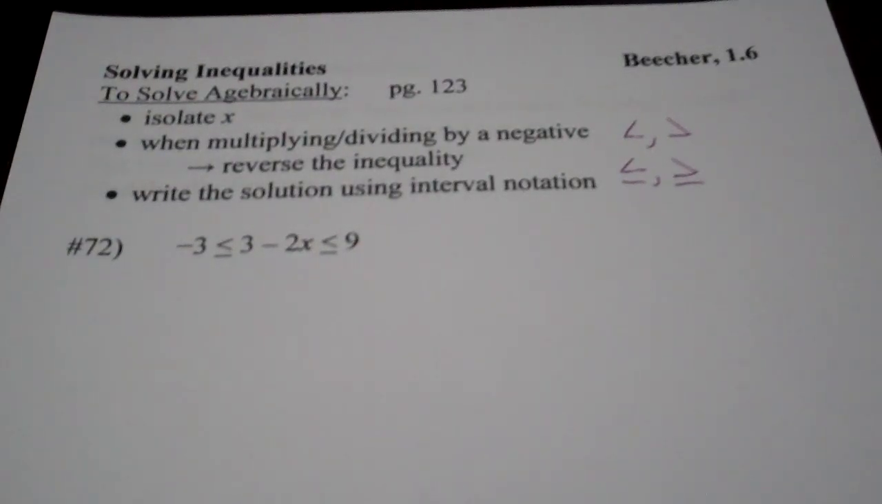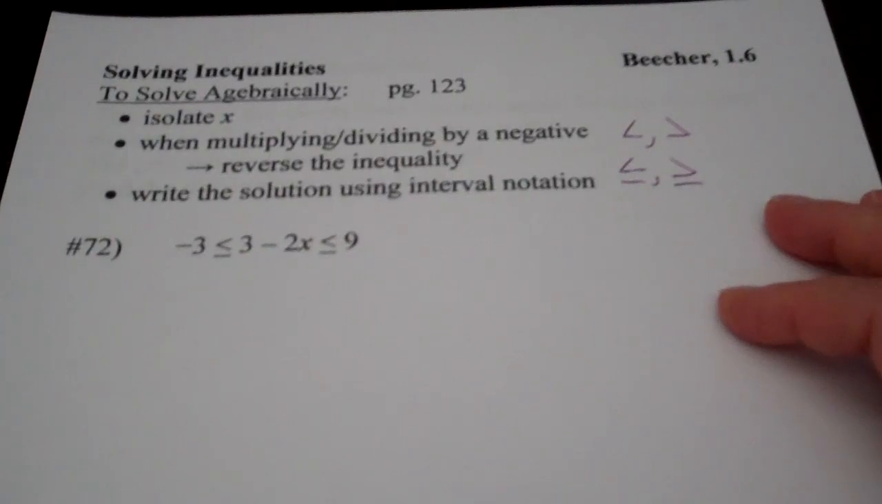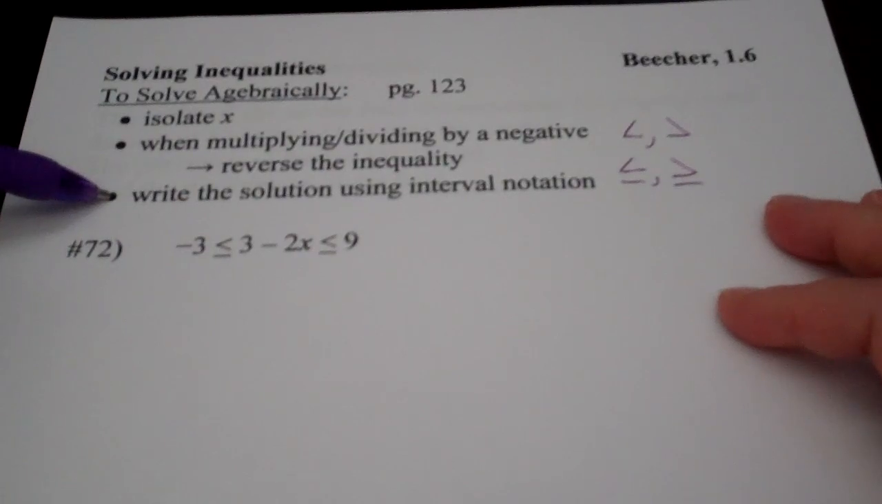So the only real difference between an inequality and an equation: in an equation we're going to get one, possibly two or three answers. In an inequality we're going to get a whole range of answers, right? So we can no longer list out the individual numbers that can satisfy our equation. We have a whole continuum of numbers that satisfy our equation. So one of the big differences is that we're going to write our solution using interval notation because of that.